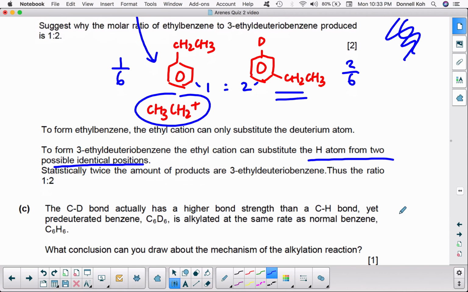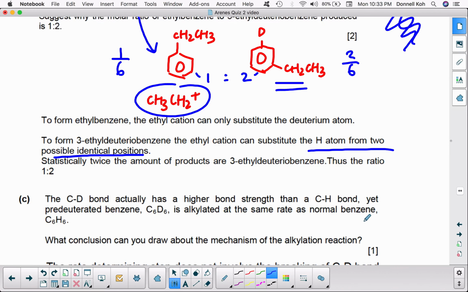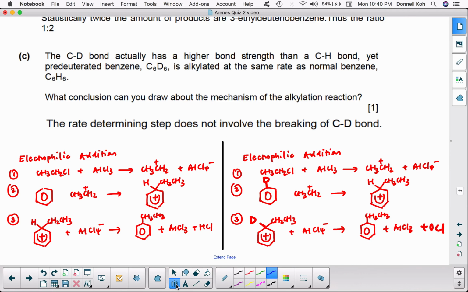Next, the C-D bond actually has a higher bond strength than the C-H bond, yet C6D6 is alkylated at the same rate as normal benzene, C6H6. Since the question says that they have the same rate, and yet C-D and C-H bonds have different bond energies, what it really means is that the rate determining step, which is the slow step, will not involve the breaking of the C-D bond.